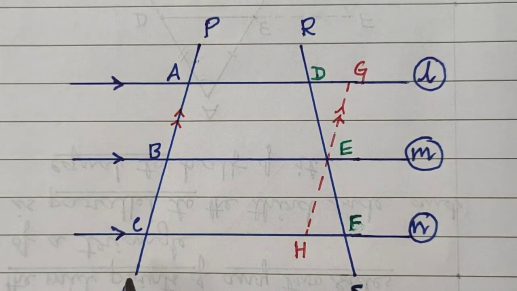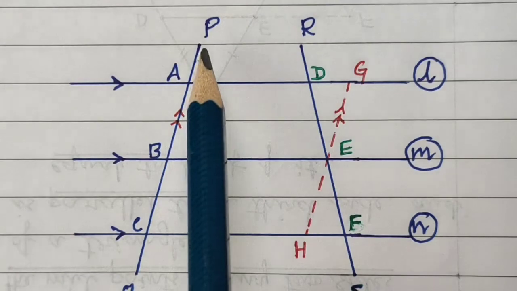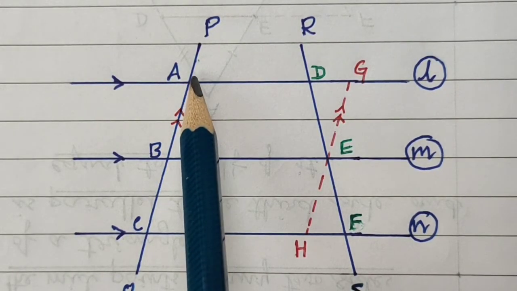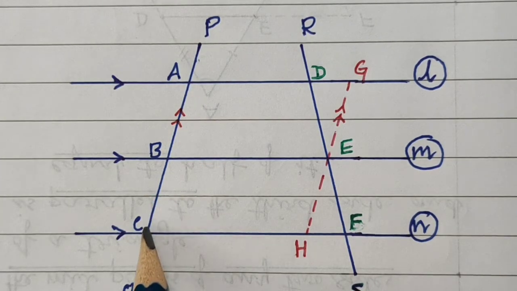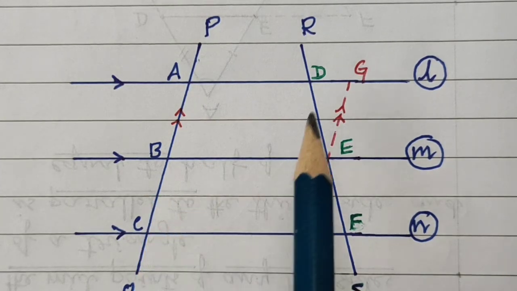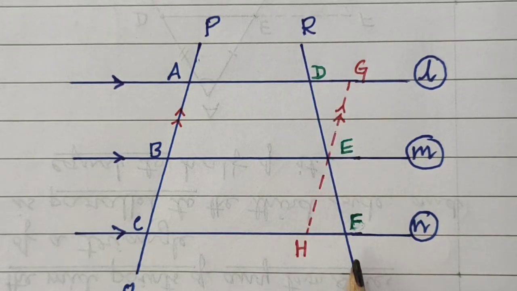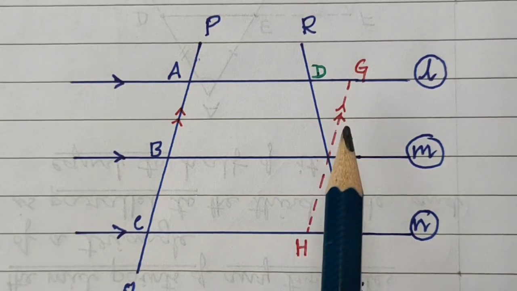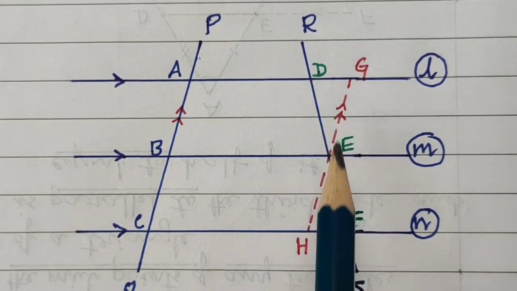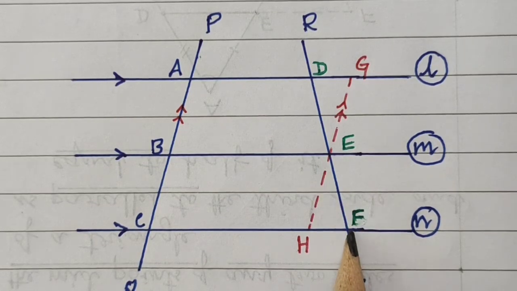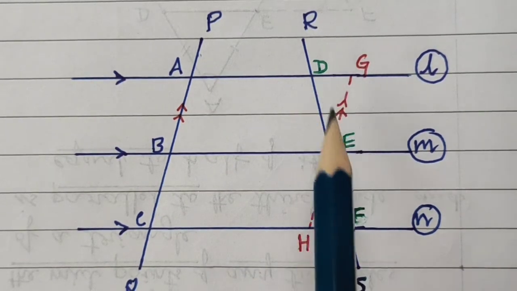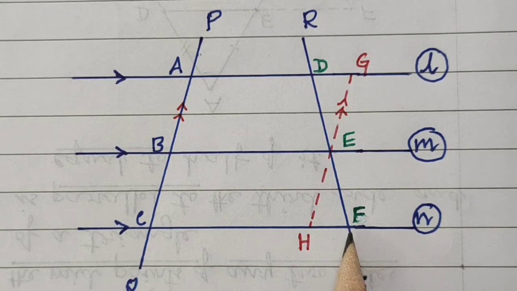PQ is a transversal. If this transversal makes equal intercepts AB equal to BC, then any other line RS cutting these parallel lines also makes equal intercepts DE equal to EF. This is the intercept theorem. We need to prove now that DE is equal to EF.